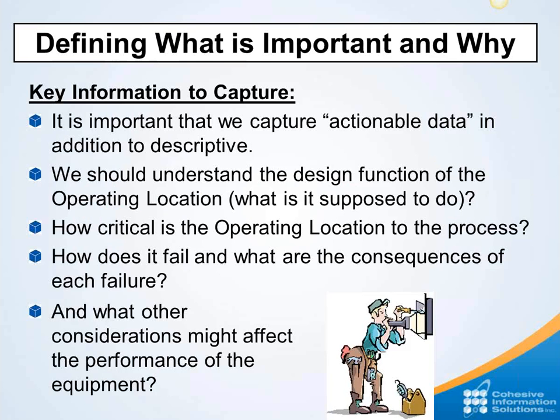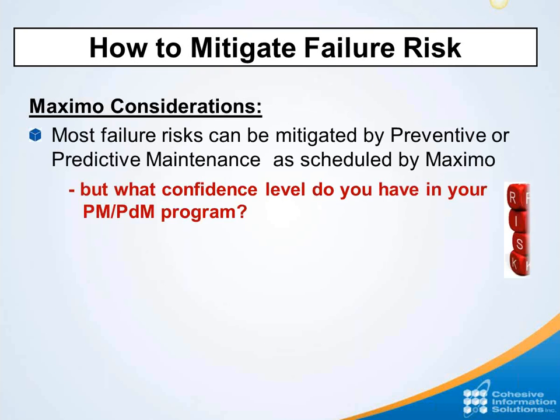Then we looked at how does it fail and what are the consequences of those failures occurring, and how do we capture that data. And then what other considerations about the operating location might affect the performance of the equipment. Might shorten its life or might increase the frequency for the need of preventive maintenance to be done. Then we looked at, once we have those failure and consequences identified, how are we going to mitigate or prevent those risks from occurring? Most risks can be mitigated by preventative predictive maintenance as scheduled by Maximo.